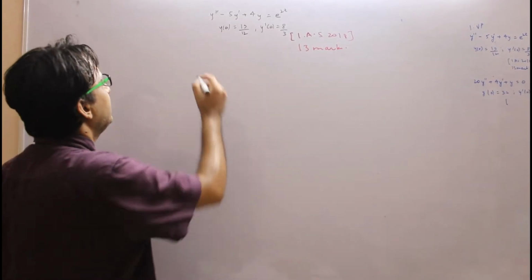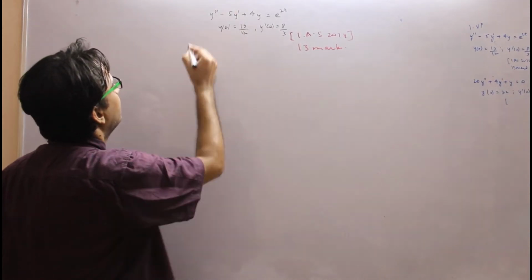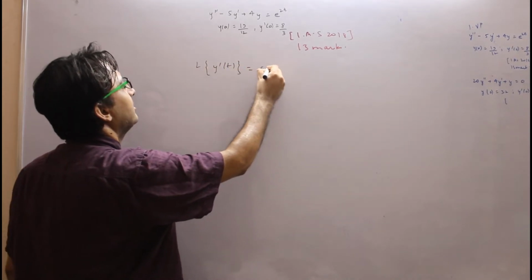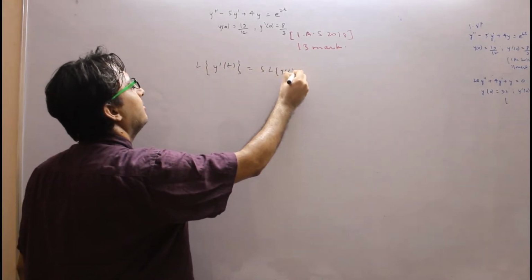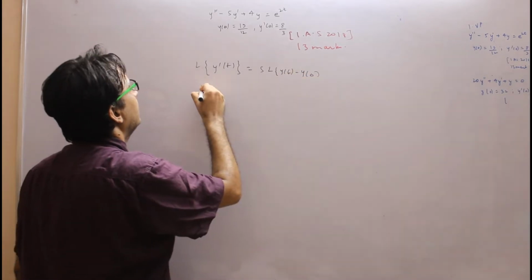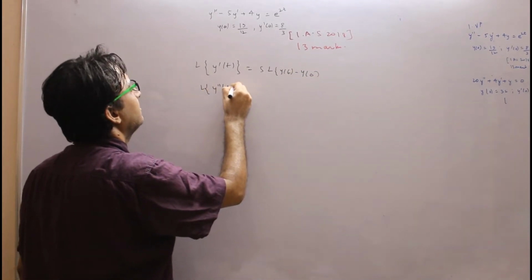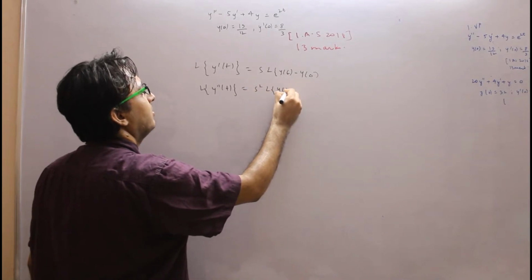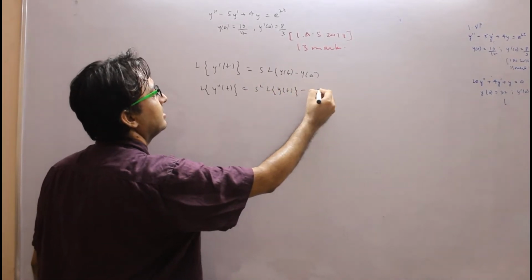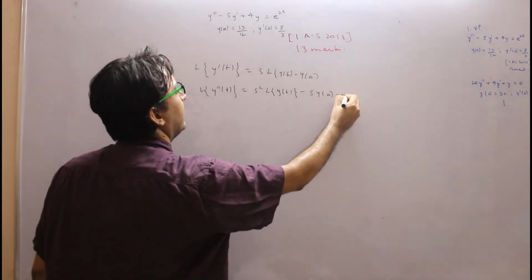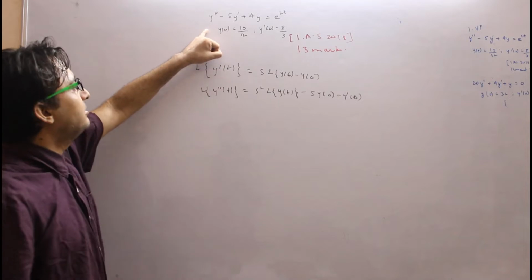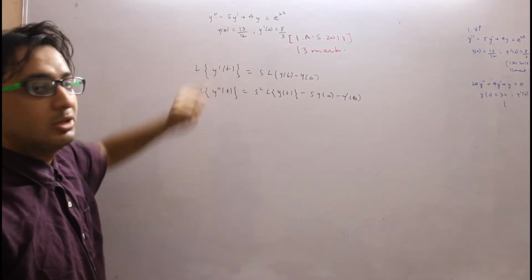Just now I have taken the Laplace transform of y prime as s Laplace transform of y minus y0, and y double dash prime is s square Laplace transform of y t minus s y0 minus y dash 0. So we will put these values in the original equation.